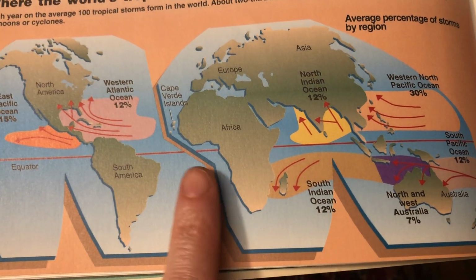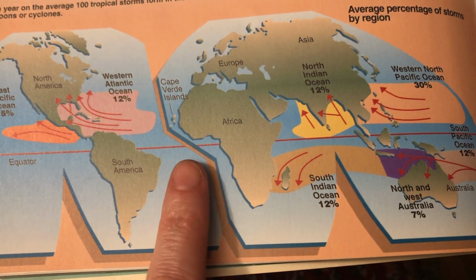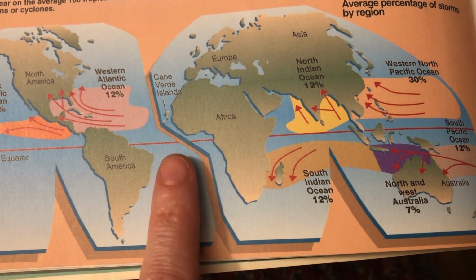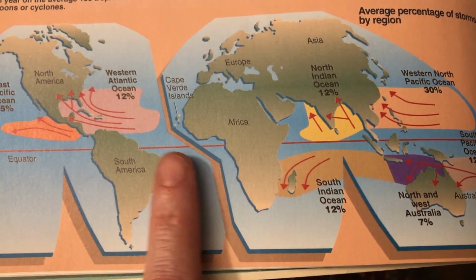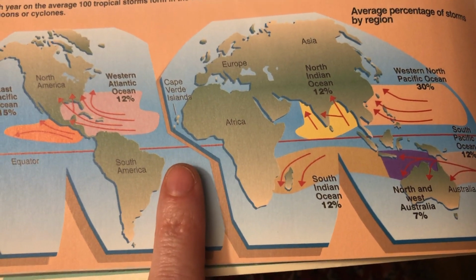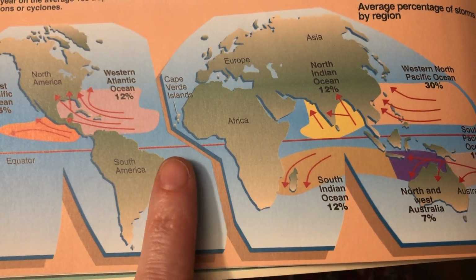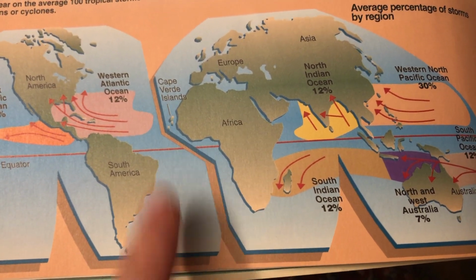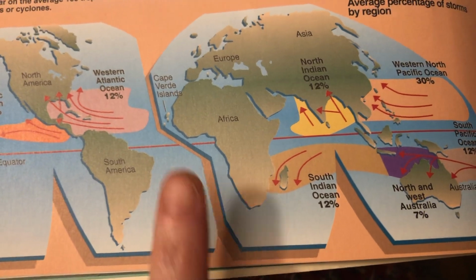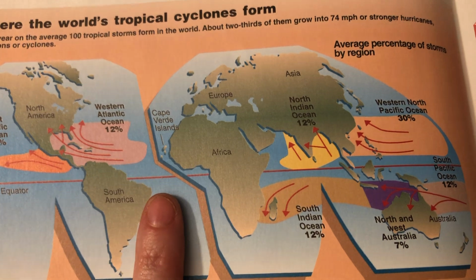The only place we hardly ever see them forming, which you would think right off the bat, is right down here off the coast of South America. But what keeps this region, even in the tropical region, from forming hurricanes is that there tends to be a lot of wind shear here on a regular basis. And so it's very, very rare for one to form here because of the wind shear.